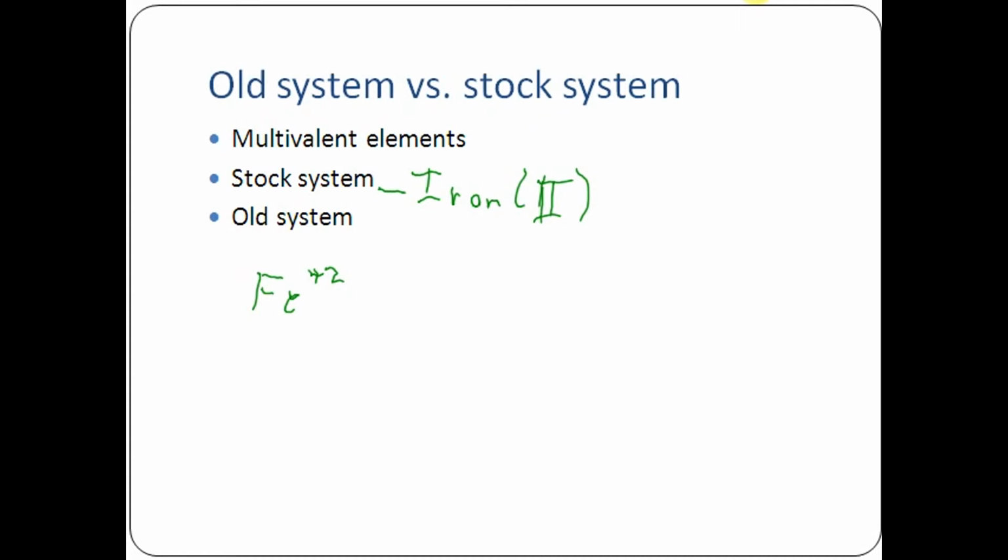Technically you probably ought to use the stock system if you have a choice, but there are a lot of people that still do use the old system. The old system is described on number 7. It says in the old system the ending of the metal name is changed either to -ous, O-U-S, indicating a smaller oxidation state, or to -ic, indicating the larger oxidation state for the metal.